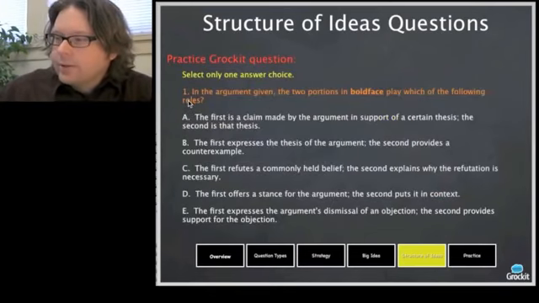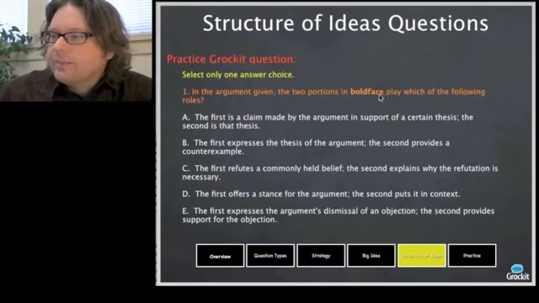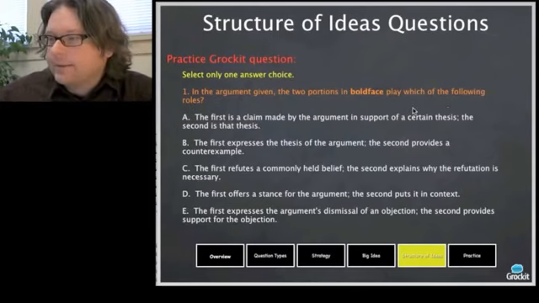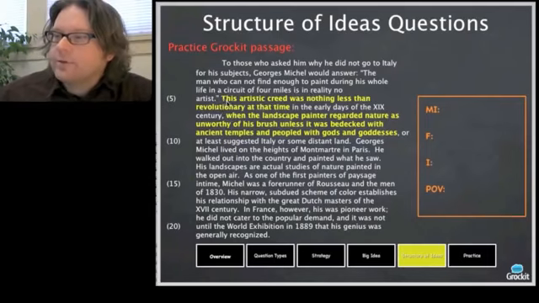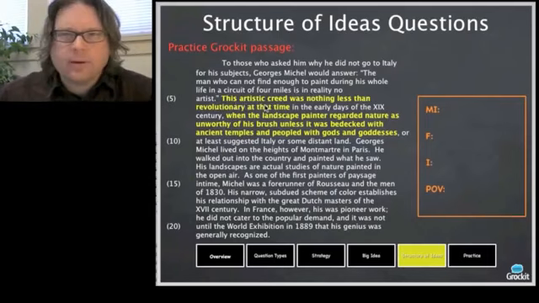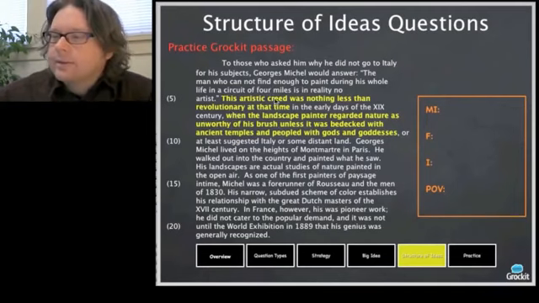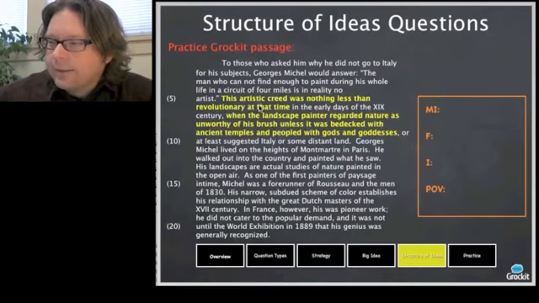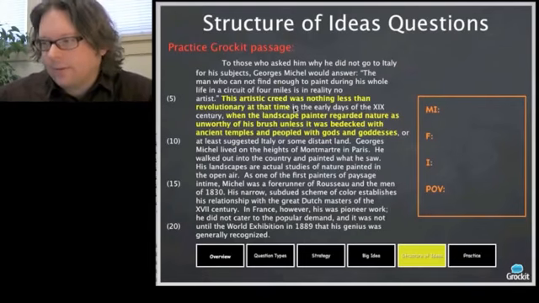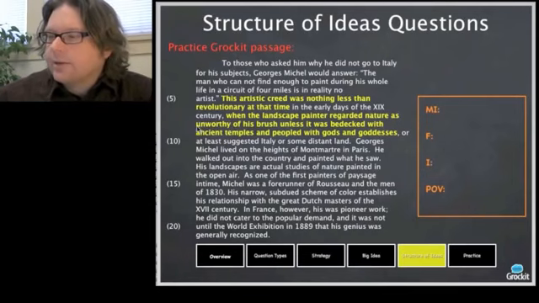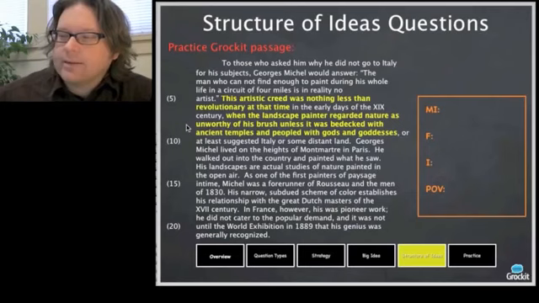In the argument given, the two portions in boldface play which of the following roles. So let's go back and look at that and decide what role these are playing. So the first one, this artistic creed. What artistic creed? This thing about you should be able to paint your whole life's worth of stuff within 4 miles of home. Okay. So his artistic creed was nothing less than revolutionary in the early days of the 19th century. When the landscape painter regarded nature as unworthy of his brush unless it was bedecked with ancient temples and peopled with gods and goddesses.